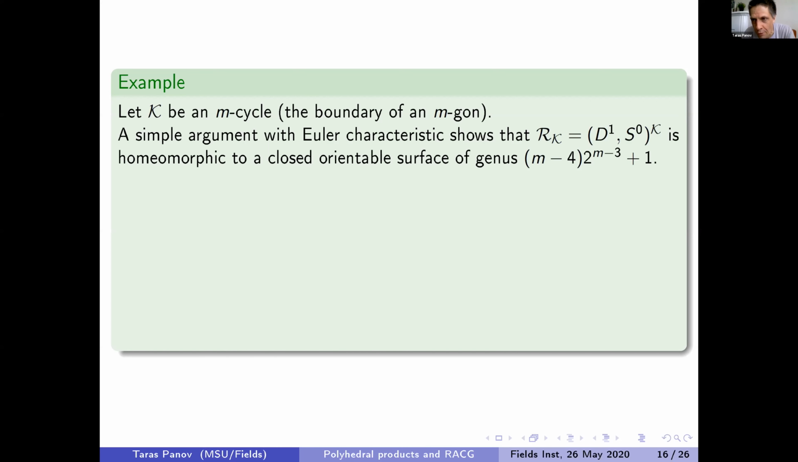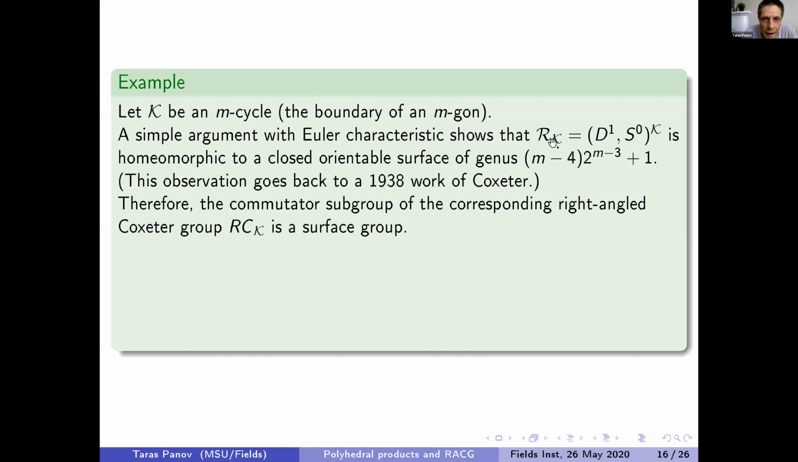It has more commuting involutions. And this observation, all those kinds of ideas, you can find in the work of Coxeter of 1938. And the fundamental group of this one is the commutator subgroup of the right-angle Coxeter group. So in this case, the commutator subgroup is a surface group.